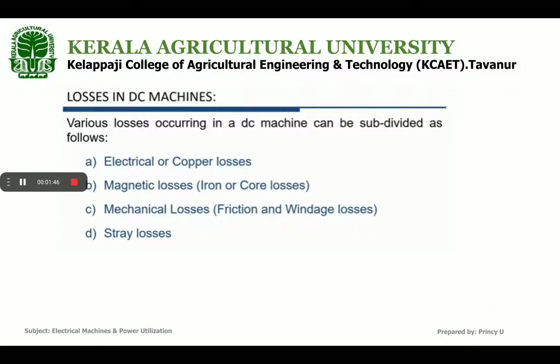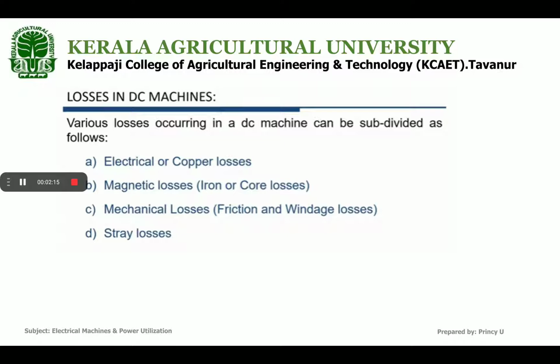So, there are mainly four types of losses. Various losses occurring in a DC machine can be subdivided into electrical or copper losses, that is, losses present in the windings. We know that in a DC generator there will be armature winding and also field winding. So there will be field winding copper losses and armature winding copper losses. We represent it as I square R losses.